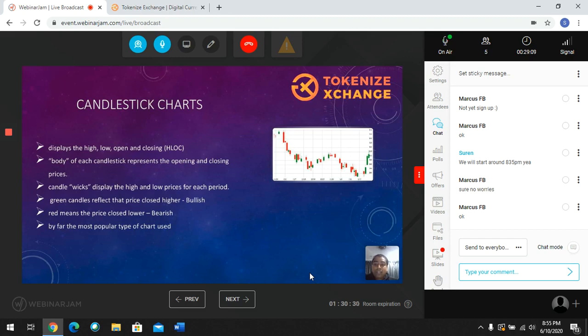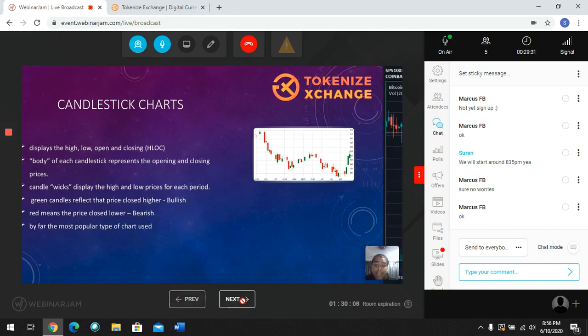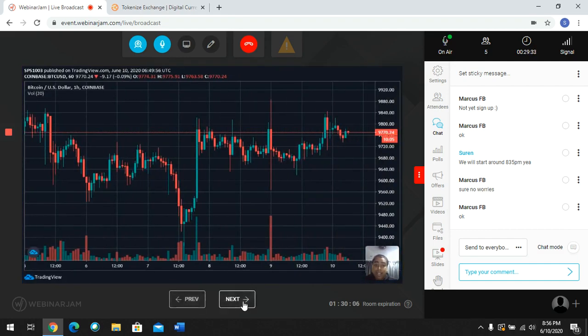A green candle reflects that the price closed higher, which is bullish. Red means the price closed lower, which is bearish. Candlestick is by far the most popular type of chart used by traders or investors. Probably using candlesticks, they are able to see the chart better. So let's see a sample of a candlestick chart. Ta-da! This is the candlestick chart. It gives you a clearer picture of what's happening to the trend of the price movement.